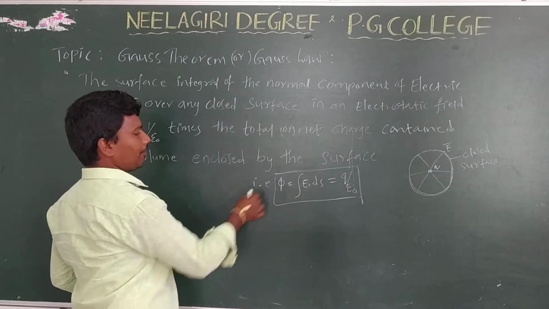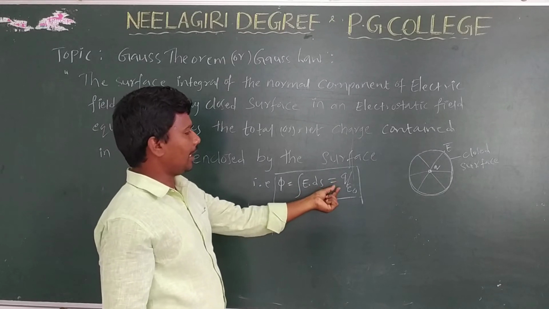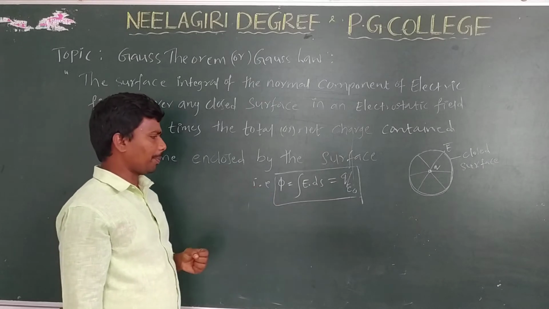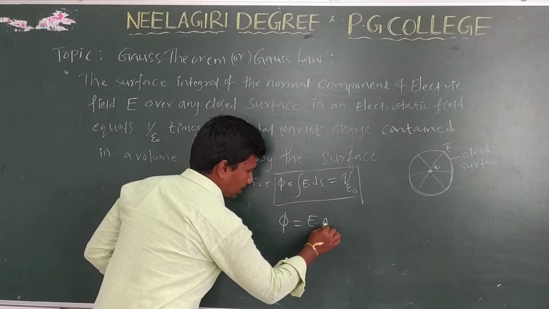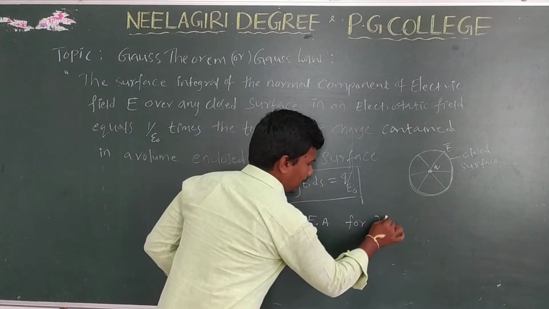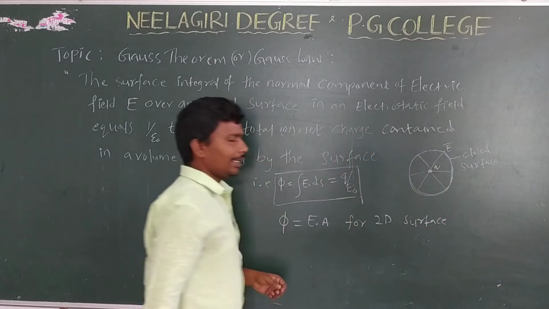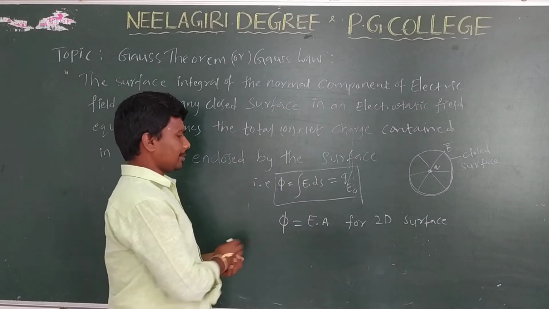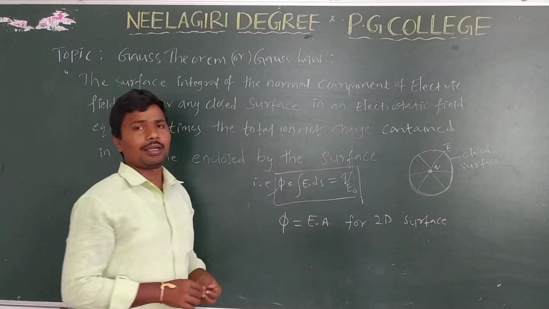Simply we write in mathematical form, phi is equal to the integral of E dot ds, that is equal to q by epsilon naught. This is the Gauss formula in mathematical form. Generally we know that phi is equal to E dot ds, E dot A. This is only used for 2D surfaces. Here the curved surfaces or closed surfaces are used to find the electric flux. We are using the Gauss formula.